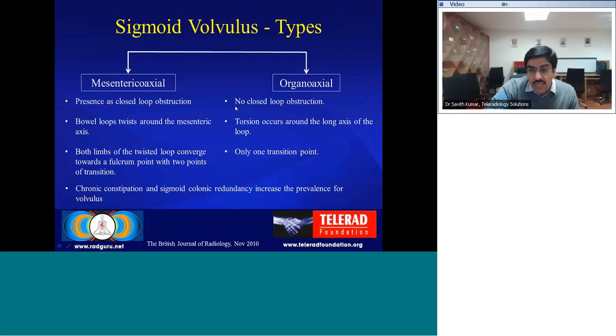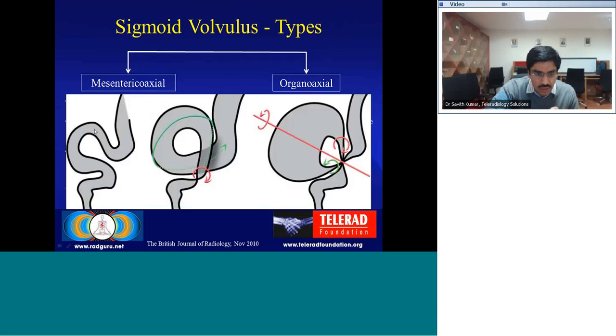Whereas in organoaxial, there is only one loop that is involved in the twist, that is the rectosigmoid junction, whereas the other loop of the sigmoid colon is not involved in the twist. And sigmoid volvulus is usually associated with chronic constipation and colonic redundancy, or in hospitalized or institutionalized patients. So let's see the illustration. So this is a redundant sigmoid colon.